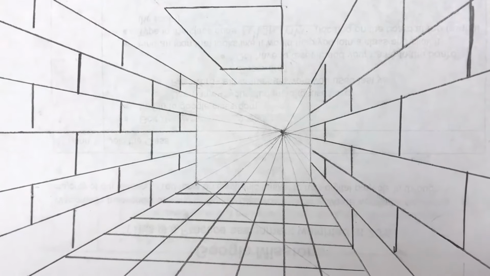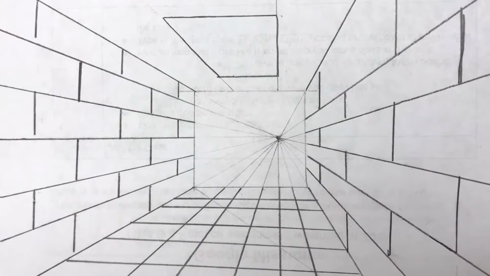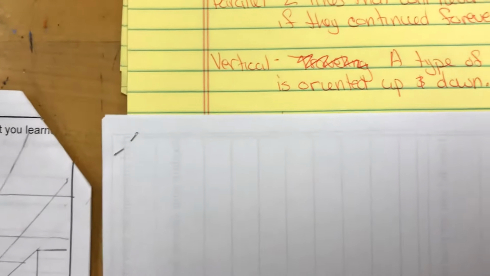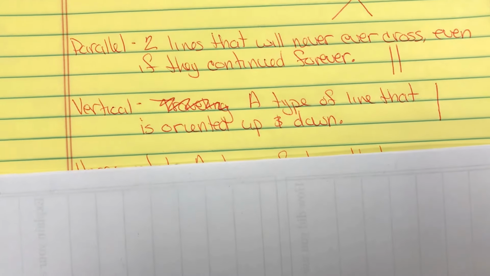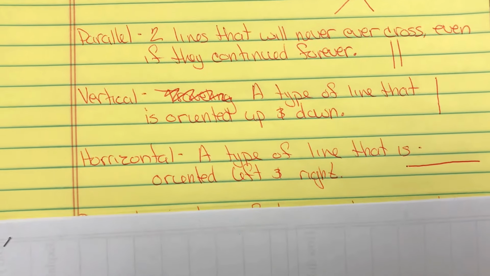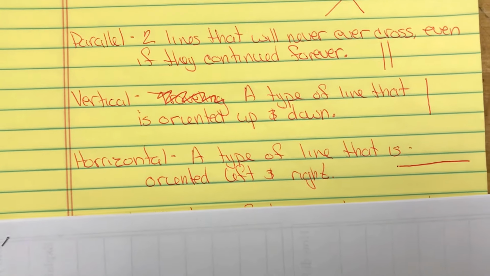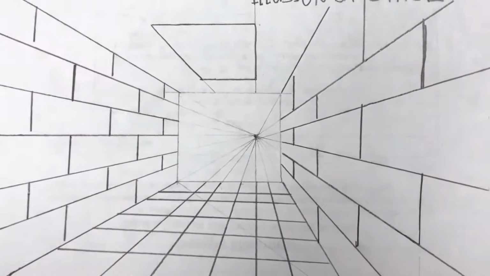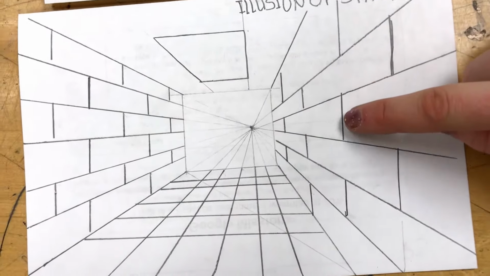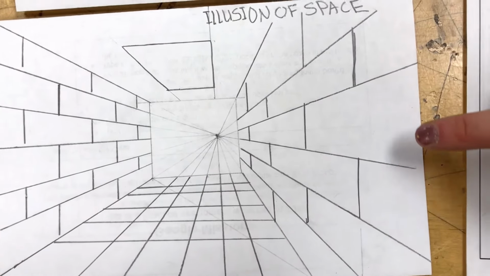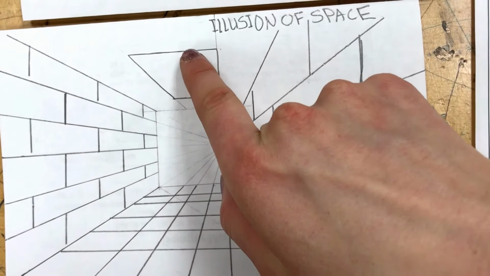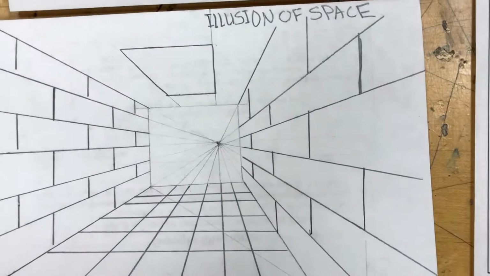The lines that are parallel are vertical and horizontal lines. A vertical line is a type of line that moves up and down, and a horizontal line is a type of line that moves from the left to the right. In these drawings, the vertical lines are all parallel to the edge of the paper, and the horizontal lines are all parallel to the tops and bottoms of the paper.